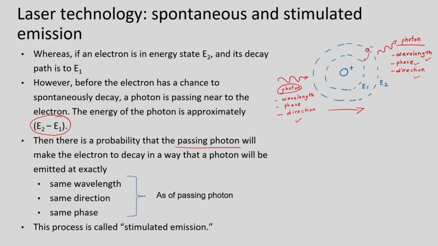So, in this case we are getting two photons which have the same wavelength, same phase and same direction. That is called stimulated emission. The photon passing over the atom generates a photon of similar wavelength, phase and direction during the decaying operation from E2 to E1. That is the process of stimulated emission.